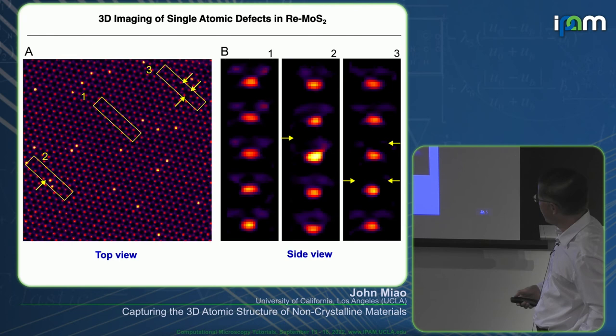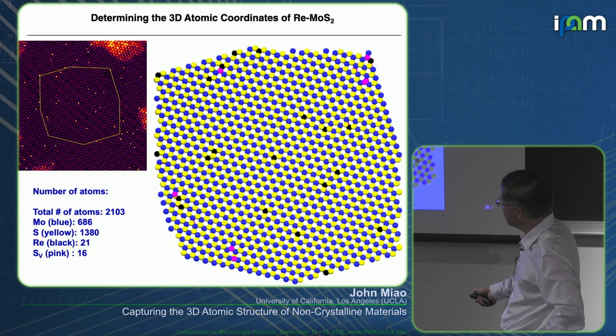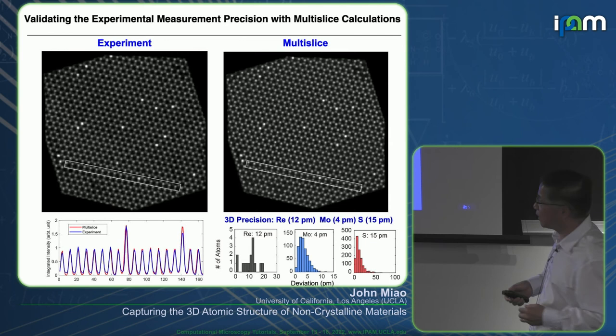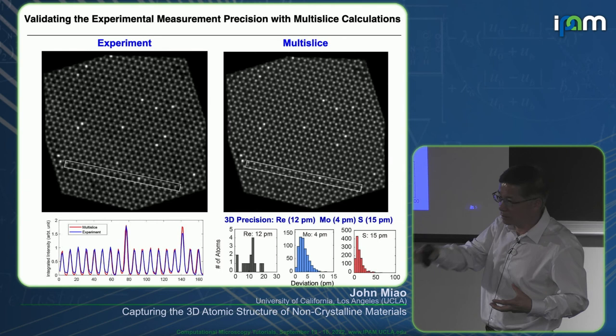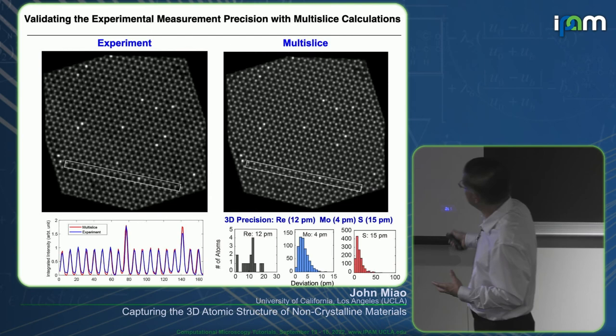From this region, we traced the total number of atoms, more than 2,100: molybdenum more than 1,300, rhenium 21 in black, and pink is the vacancies. And then we tried to quantify our precision. From our 3D atomic model, we use, as I think Peter mentioned, a similar method. We use Prismatic; my students developed Prismatic, a GPU version, and it can be very fast. We can calculate the multislice simulation, and this calculated projection is almost identical to the experiment.